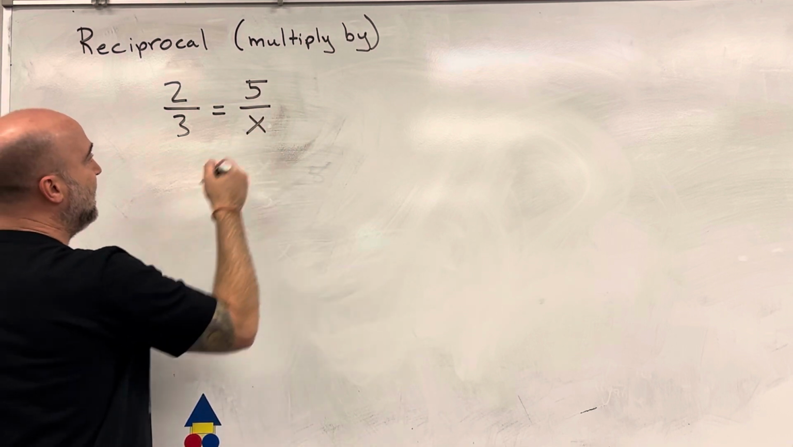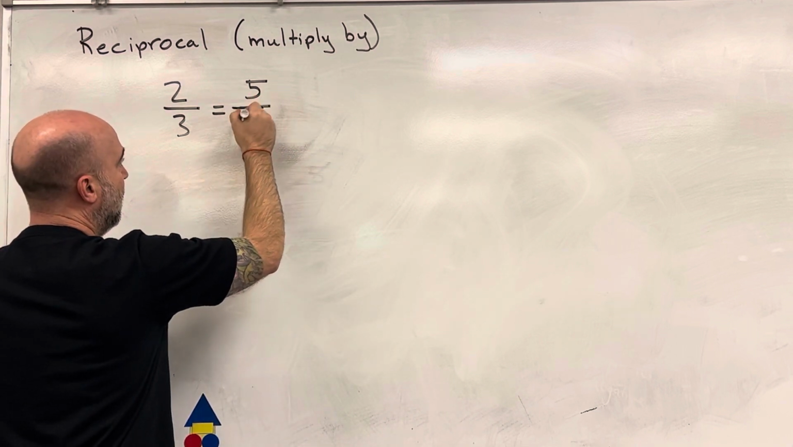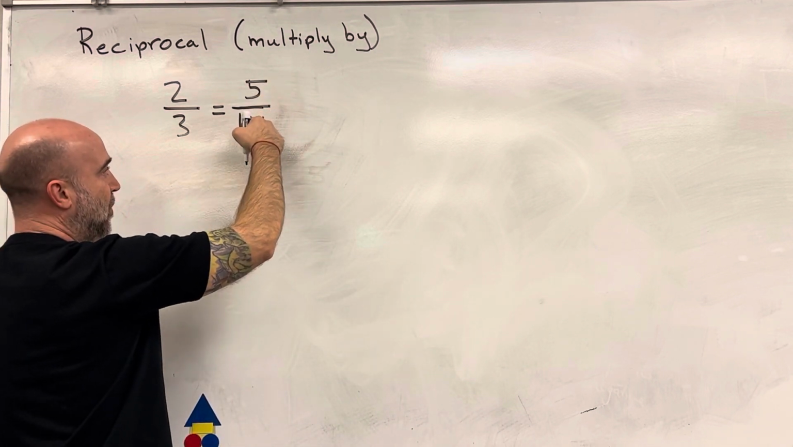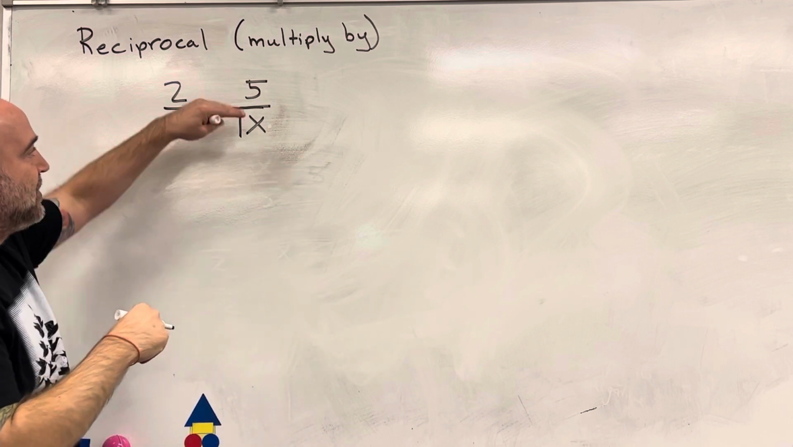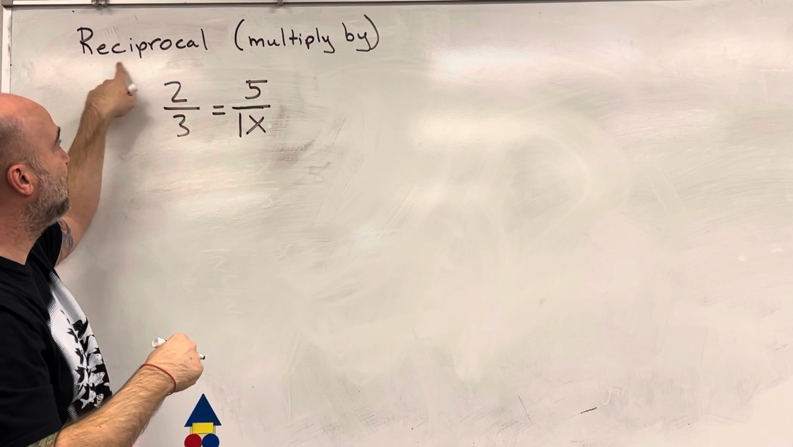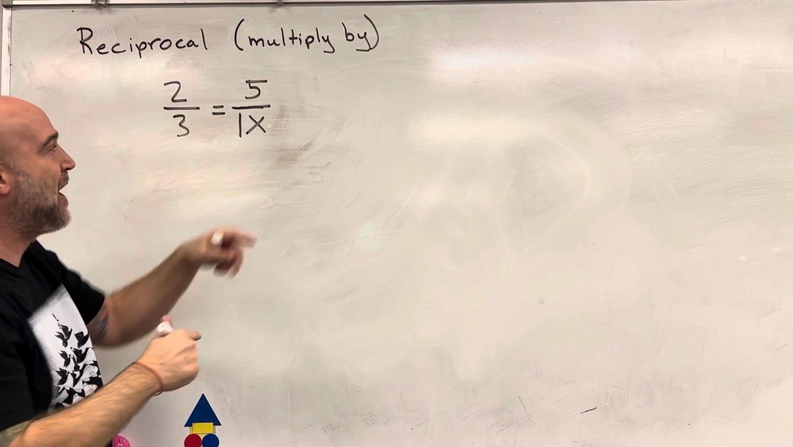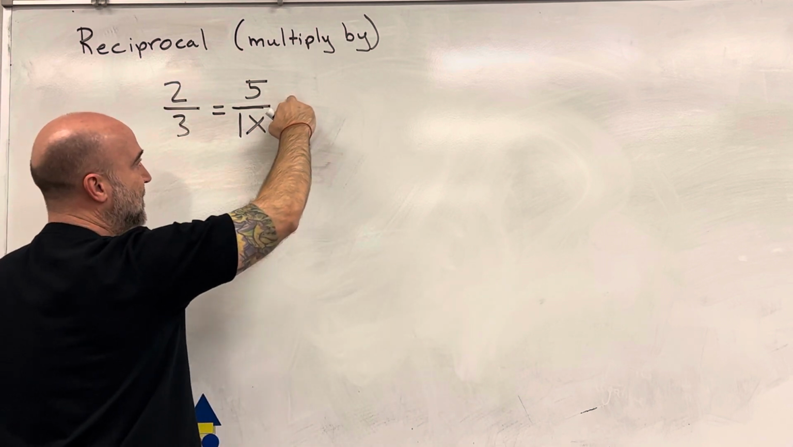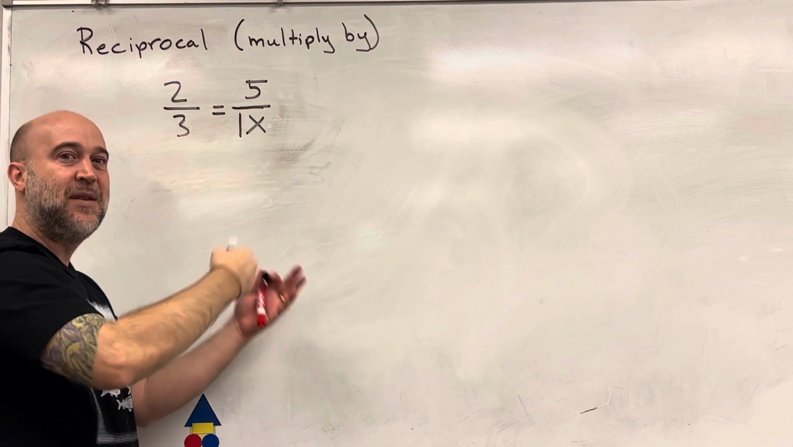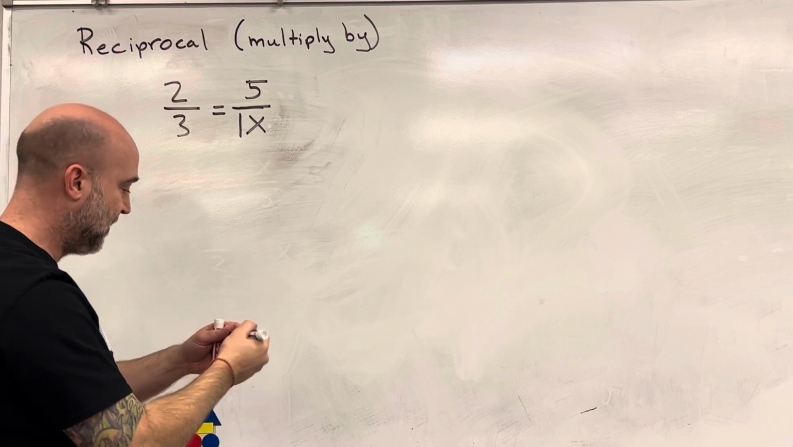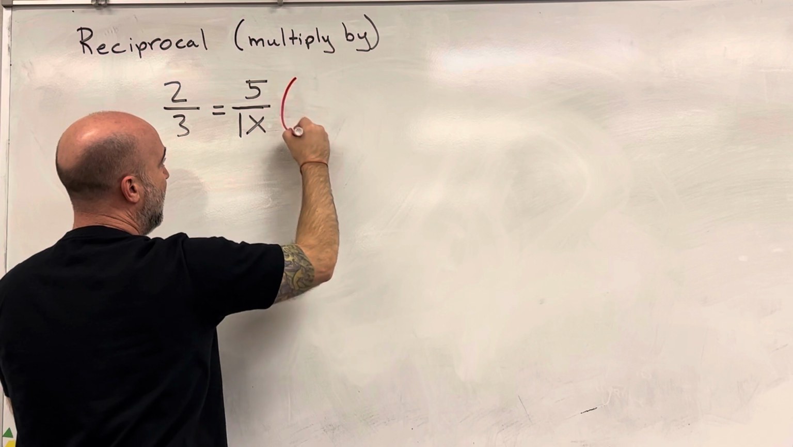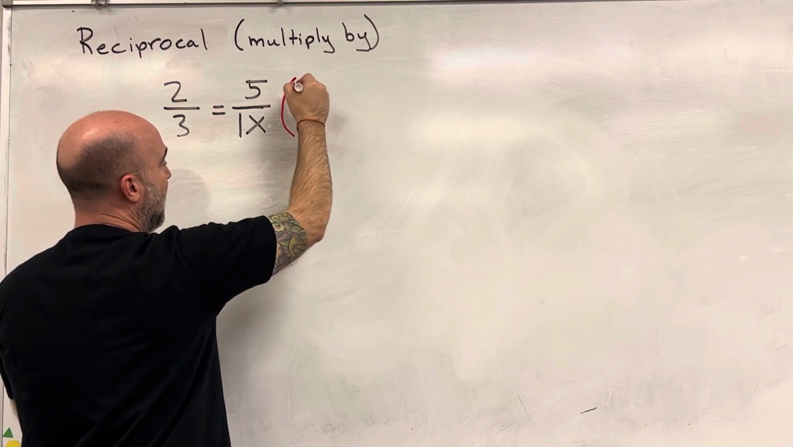So this is really like the number, we can put a 1 under that, and this is like 5 over 1 times x in this case. So we're going to look at it as flipping it. This is the reciprocal. Remember, what does reciprocal mean? It means flip the fraction. So in this case, whatever is on the right side, we're going to flip it and then multiply both sides by that. So let's go ahead and do that. If I flip the 5 over 1x, this is going to be a 1x over 5.